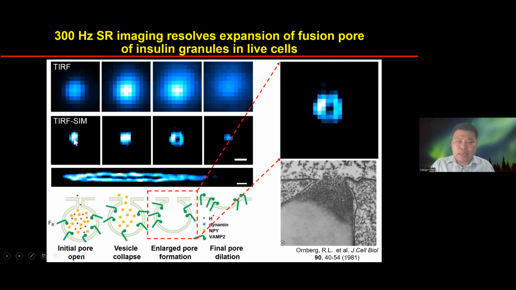For example, we can image insulin granules labeled by VAMP2 fluorophore under the TIRF-SIM. Under the TIRF, you just see a brightening. But under the super-resolution microscope, you see the formation of an enlarged pore, which echoes what people found 3 decades ago by freeze-fracture EM. What's more, because we have 300 Hertz temporal resolution, we can resolve the whole process, and we can classify it into different steps.